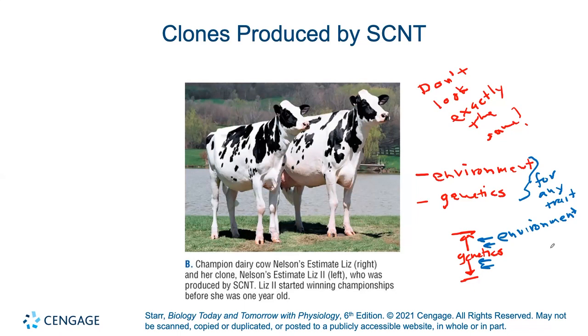Now, how much of the trait is environment and how much is genetics depends on the trait we're talking about. The way that you determine the difference between the two is by comparing identical organisms to organisms that are not genetically identical. And that lets you determine how much of that trait is inherited and what percentage of that trait is a result of environment. So in humans, we would look at identical twins versus fraternal twins.